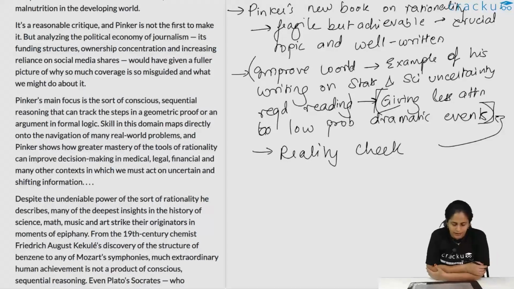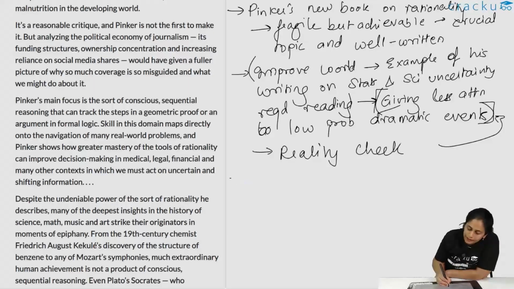Pinker's main focus is the sort of conscious sequential reasoning that can track the steps in a geometric proof or an argument in formal logic. Skill in this domain maps directly onto the navigation of many real-world problems, and Pinker shows how greater mastery of the tools of rationality can improve decision-making in medical, legal, financial, and many other contexts in which we must act on uncertain and shifting information.